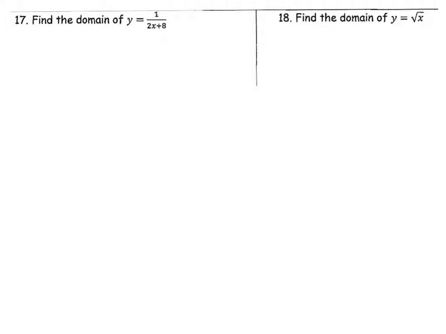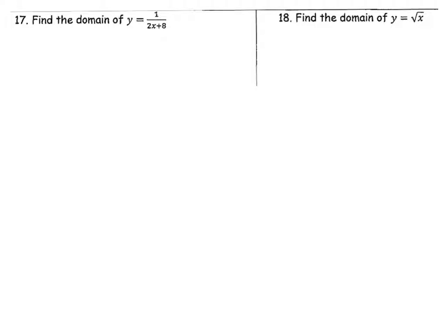How do I find my domain? You have to plug in all the numbers, but the only number that cannot be plugged in is -4. You cannot use -4. So the denominator for sure cannot equal what?